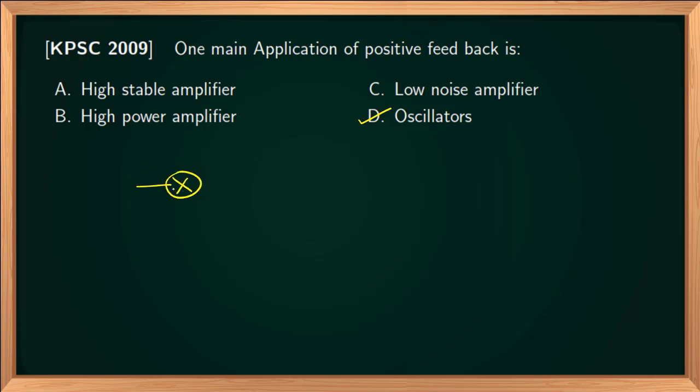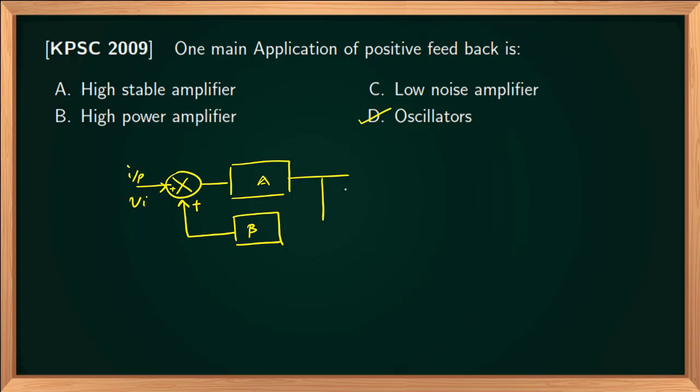So we have an amplifier in the forward path with gain A and a feedback network with gain beta. The feedback signal is in phase with the input signal. Let Vi be the input voltage and the output voltage be V0. So this is the positive feedback configuration. The overall gain, that is magnitude of V0 by Vi, is equal to A by 1 minus A beta for positive feedback configuration, where A and beta are functions of frequency.